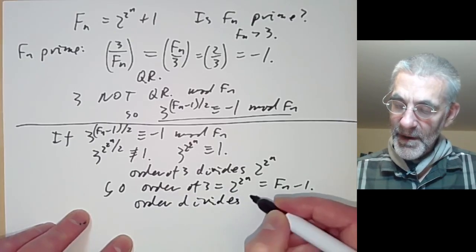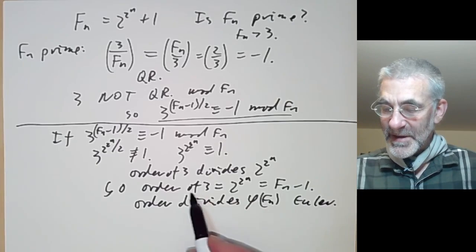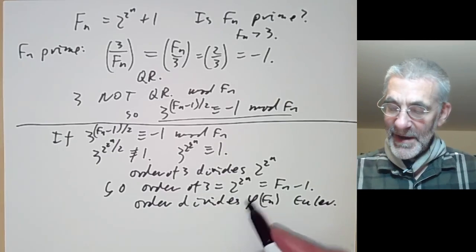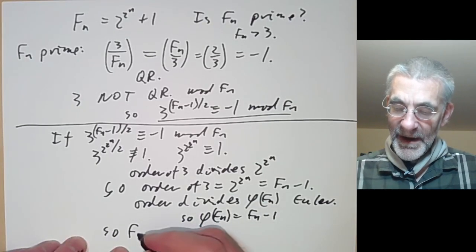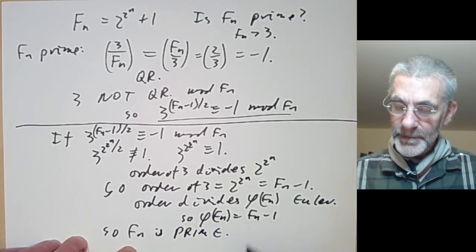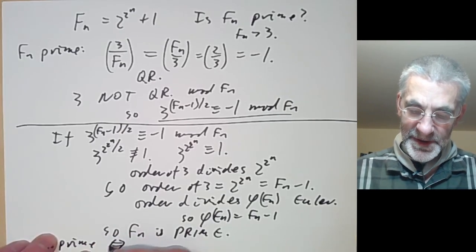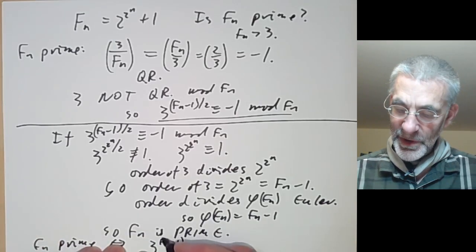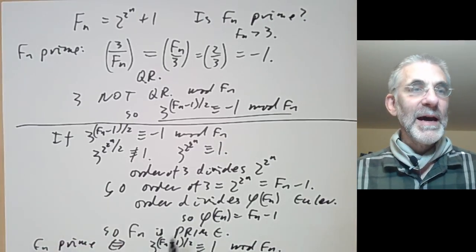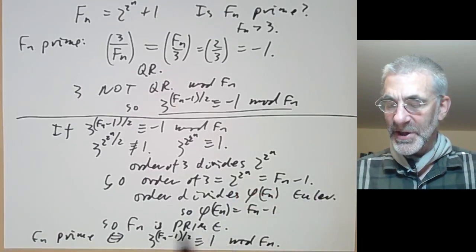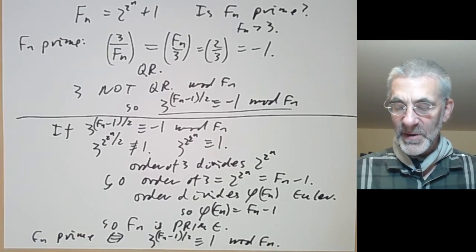divides phi of F_n by Euler's theorem. And since the order is F_n minus 1, the only way this can happen is that phi of F_n is equal to F_n minus 1. So F_n is prime. So we see that F_n is prime is equivalent to saying that 3^((F_n-1)/2) is congruent to minus 1 modulo F_n. And as I mentioned in earlier lectures, this identity here can be checked reasonably easily on a computer, even if F_n has about a million digits, by repeatedly squaring 3.